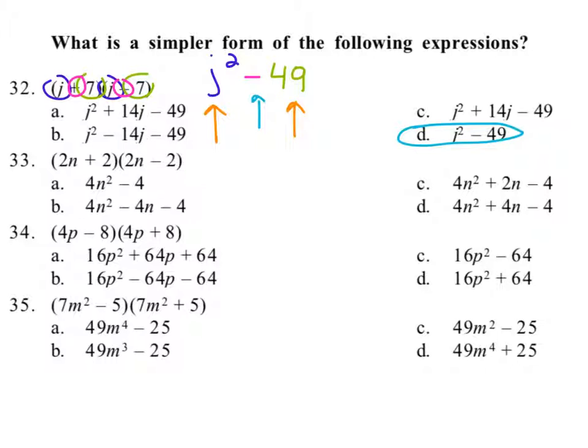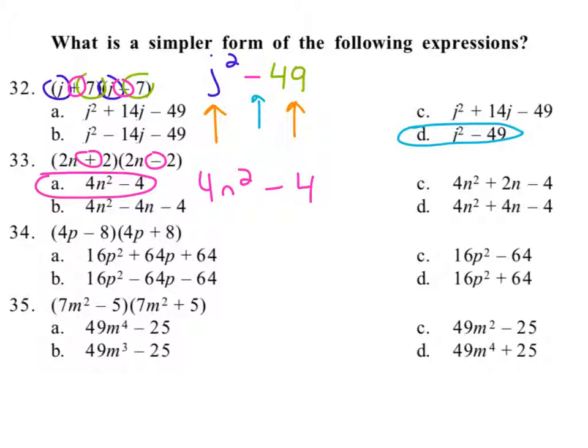So when you examine these and you say, I've got the same binomial twice except the sign separating the terms is different, and if you look at 33, that's the case. They're exactly the same except the middle sign is different. Then you're going to square the first term, 2n times 2n, 4n squared. We're going to square the last term, 2 times 2 is 4, and it's going to be subtraction in between them. And that is A right here.